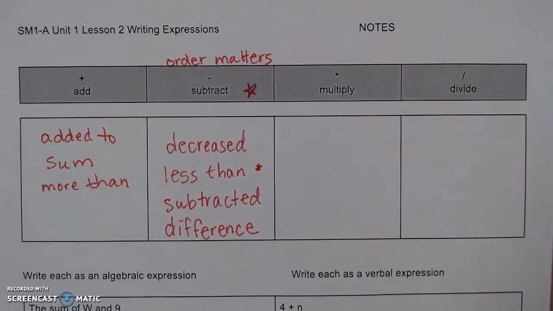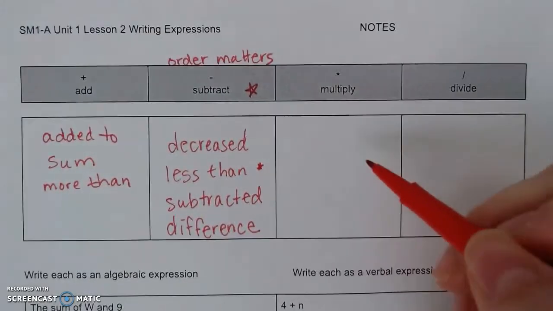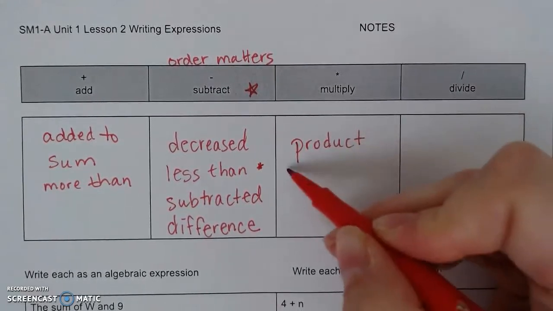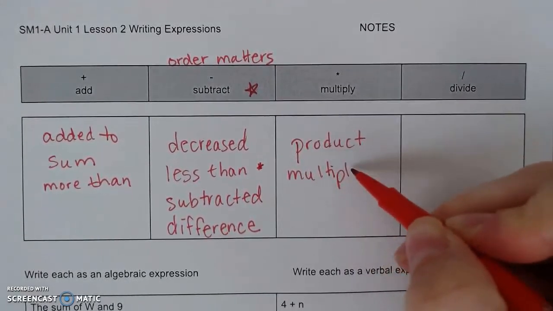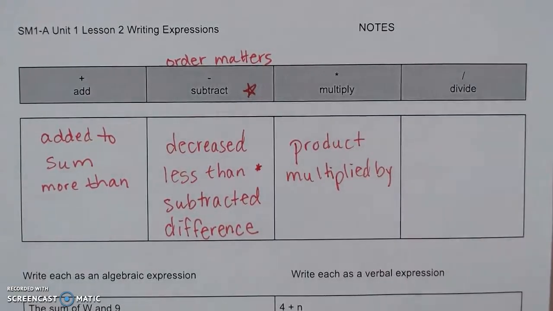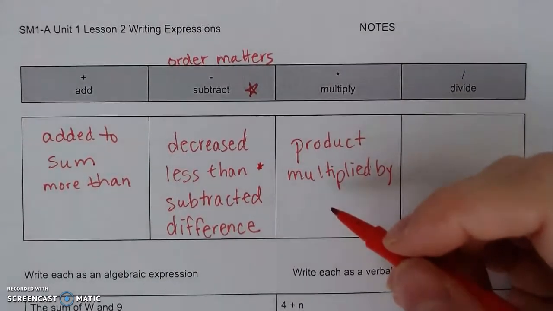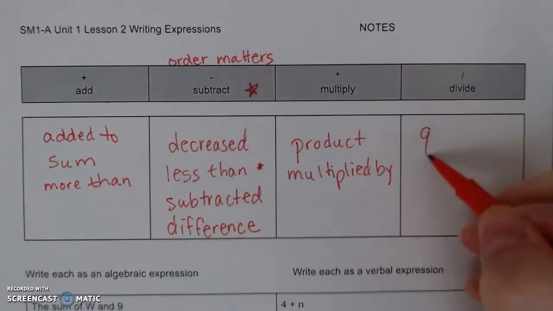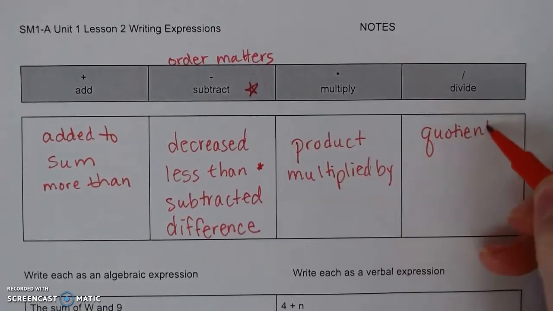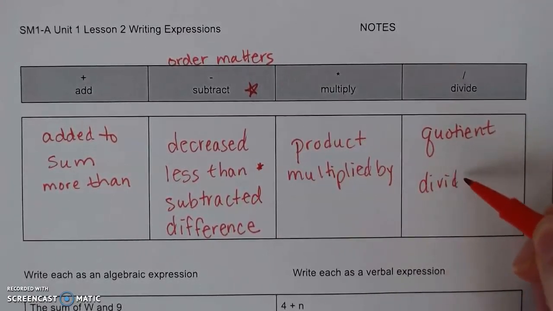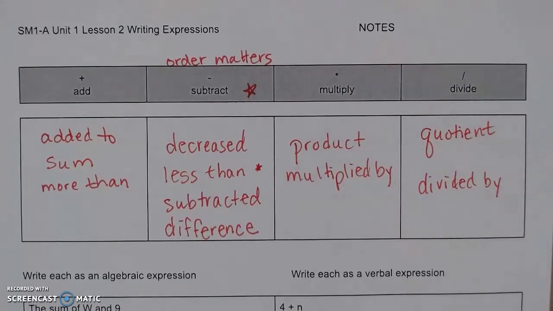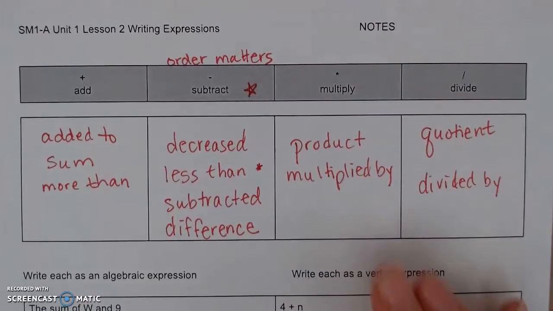Multiplying. So for multiplying, they might say product, multiplied by. And then, not so much now, but later on they might say other words. And then for divide, they might use the word quotient, divided by, and that's about all for now. So these are just the most commonly used ones.